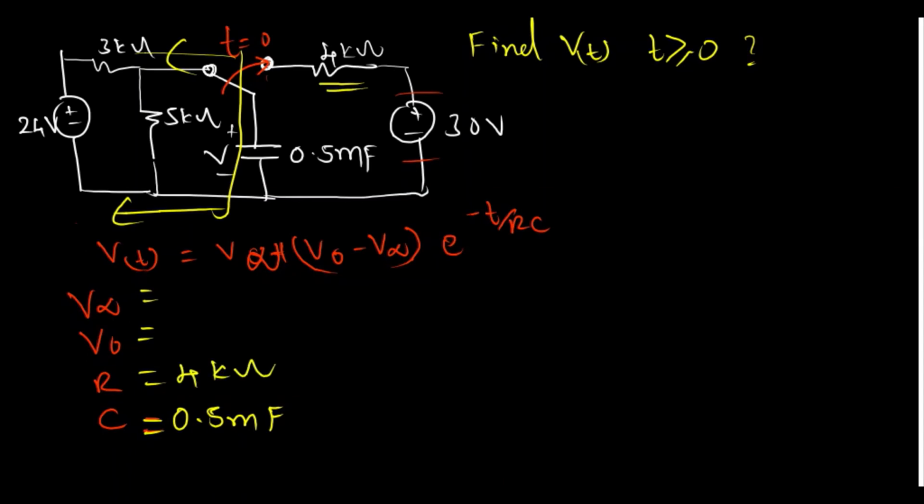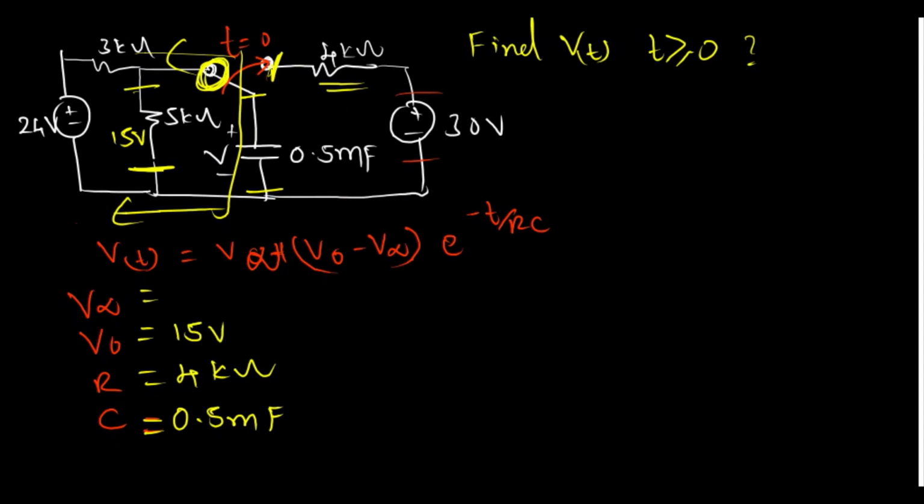We know that at t equal to 0, the voltage across this capacitor is equal to the voltage across this 5 kilo ohm resistor, because at t equal to 0 there is no connection through this switch. When we apply KVL, we find that the voltage across the 5 kilo ohm is 15 volts. So V naught is equal to 15 volts.